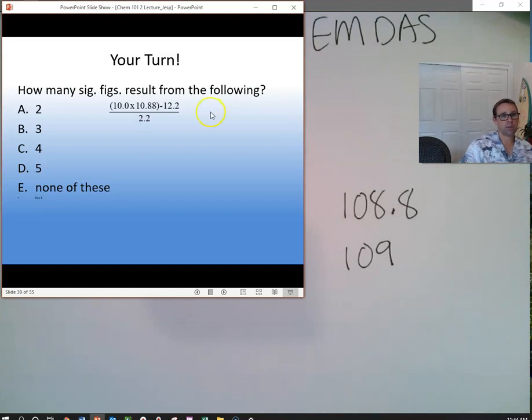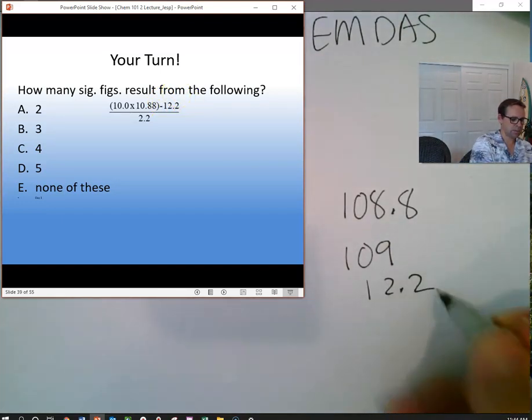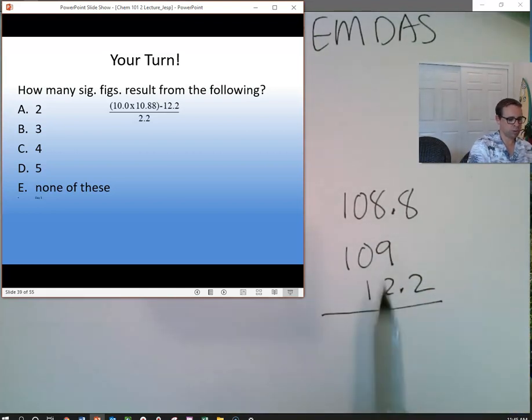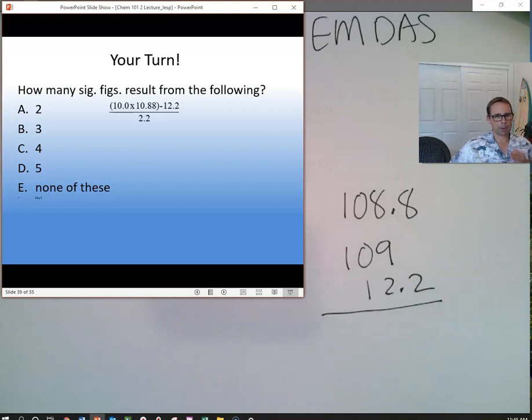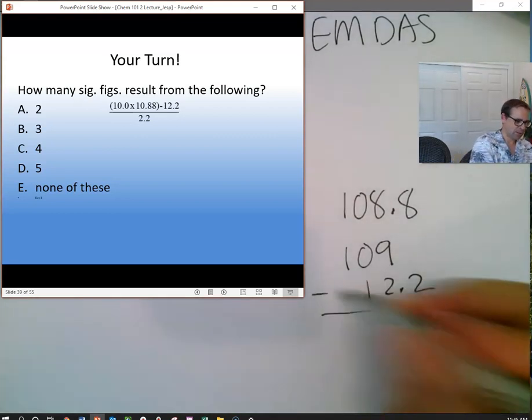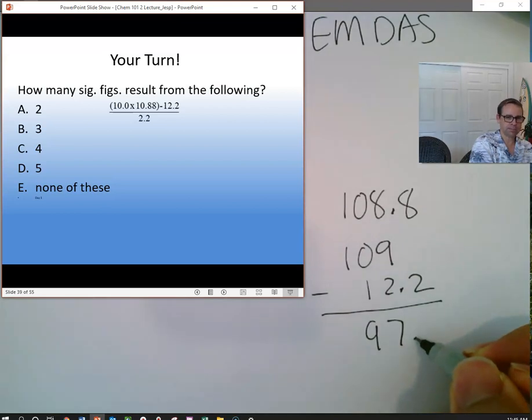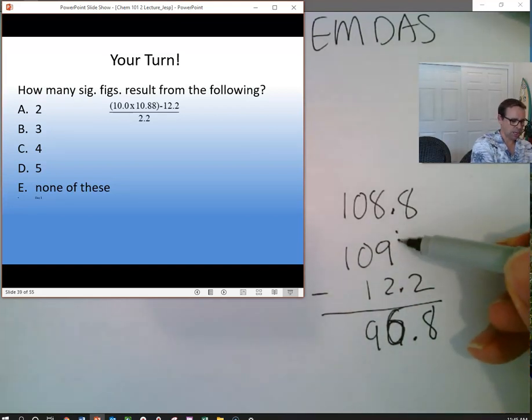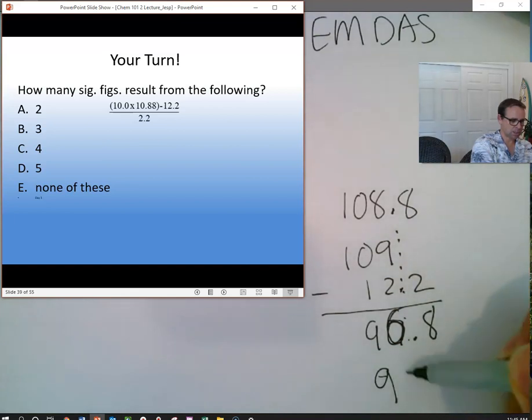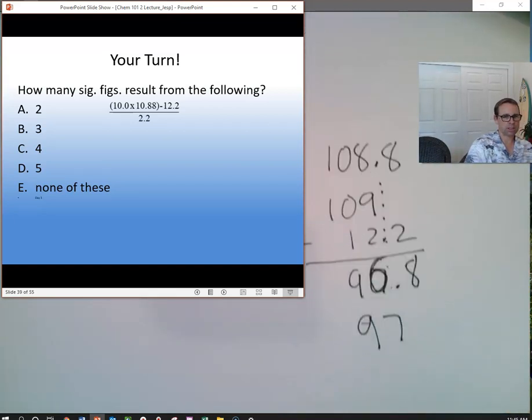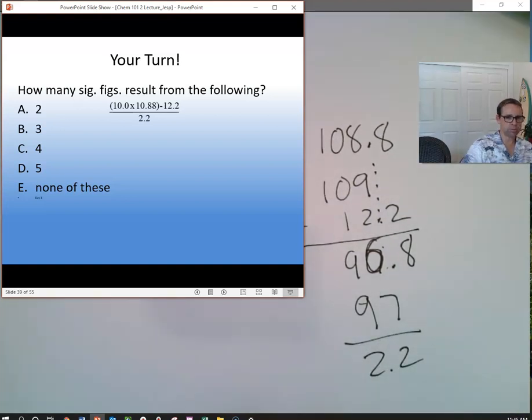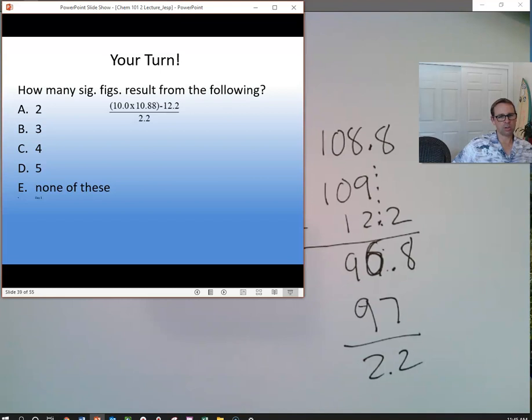Now I do the next step. 109 minus the 12.2. And remember, I have to line it up like this. Can you put 109 minus 12.2? What's that? 97. Very good. 97 point anything? Well, it was 96.8, but you have to cut it off right there, and so it becomes 97. Very good. Now the last step is to divide by 2.2. What's 97 divided by 2.2?